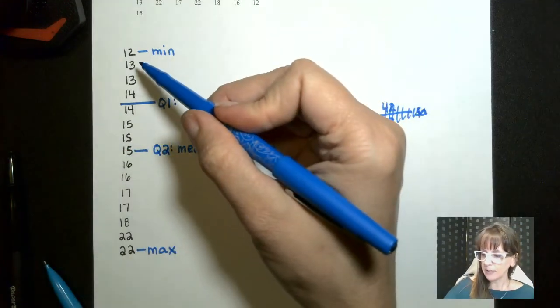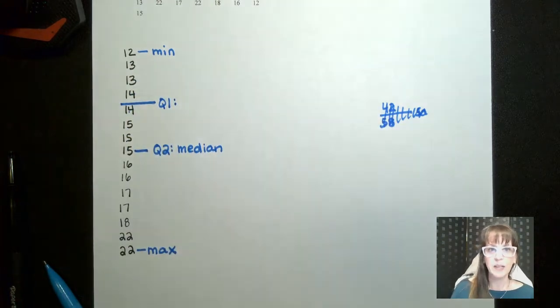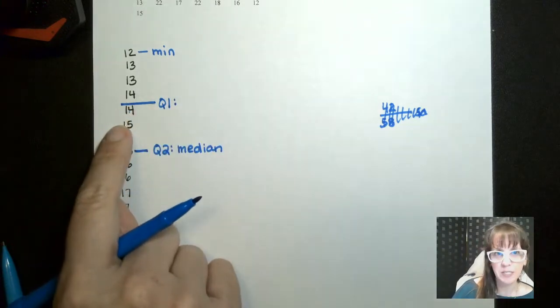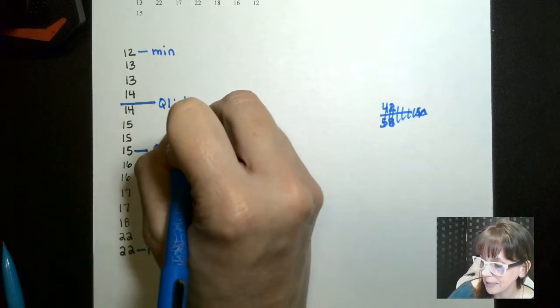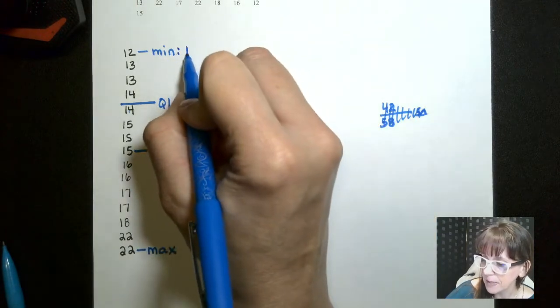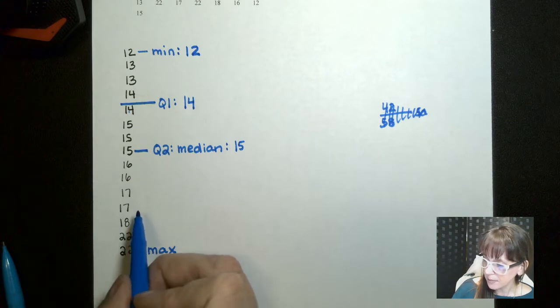Because now I've got these 3 here and these 3 here. So our Q1 is in between 14 and 14. That's pretty easy. That's 14. Also, I forgot to write our median is 15. Our minimum is 12. And then right in between here, we're going to do the same thing.